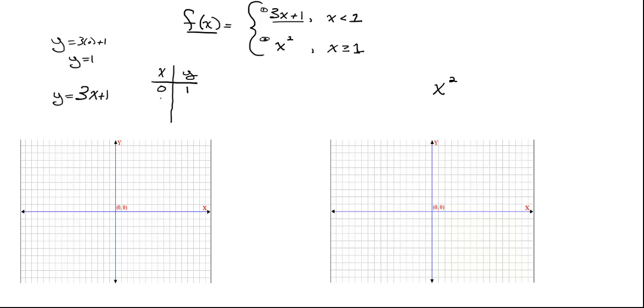Let's set x equal to 1, and I'm going to highlight this because this is in fact a critical point. When I plug in 1, we have y equals 3 times 1 plus 1, which gives us 3 plus 1, which is 4. And let's make the next value negative 1, and we will have y equals 3 times negative 1 plus 1, which gives us negative 3 plus 1, which is negative 2.